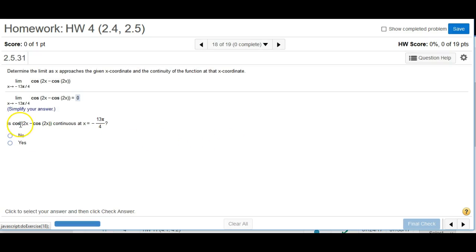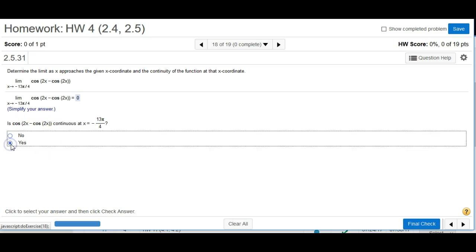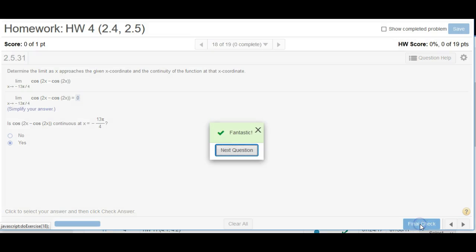Okay, so we want to know, is that continuous at x equals minus 13 pi over 4? So certainly it is. Cosine is a continuous function everywhere. 2x is continuous, cosine of 2x is continuous, so I'm taking the cosine of a continuous function, and cosine itself is continuous. So a continuous function of a continuous function is certainly continuous. So, yes.